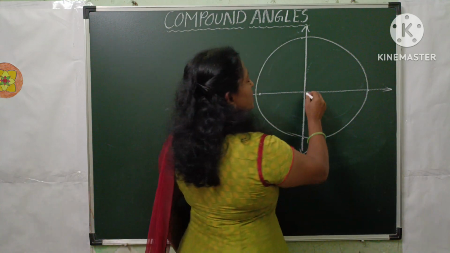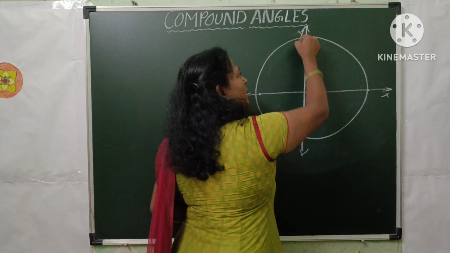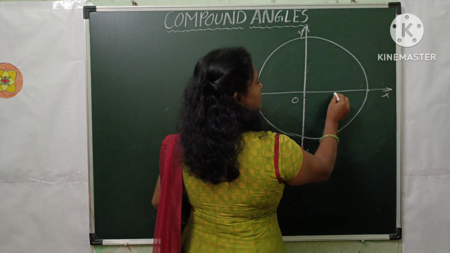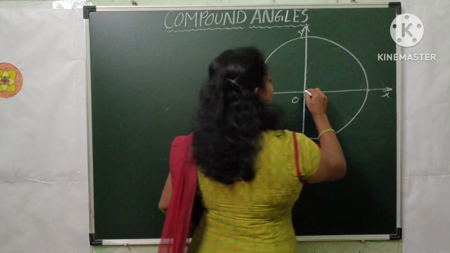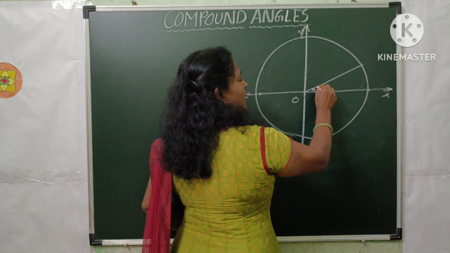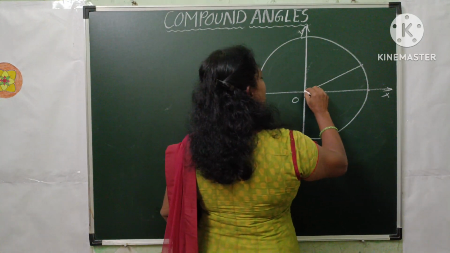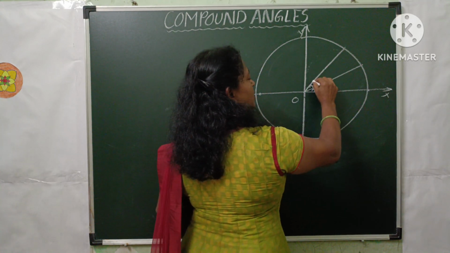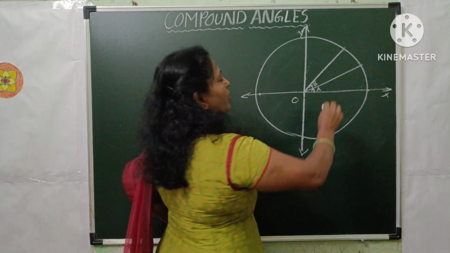Here draw a circle, with the x-axis and y-axis intersecting at the origin. From the origin, in the anti-clockwise direction, we form the angles. One angle forms angle A from the x-axis in the anti-clockwise direction, and another angle forms angle B in the anti-clockwise direction.